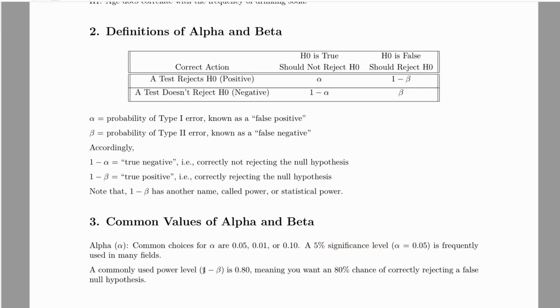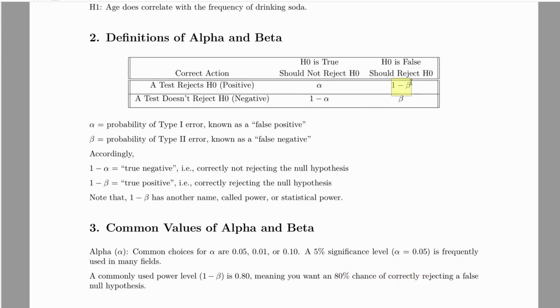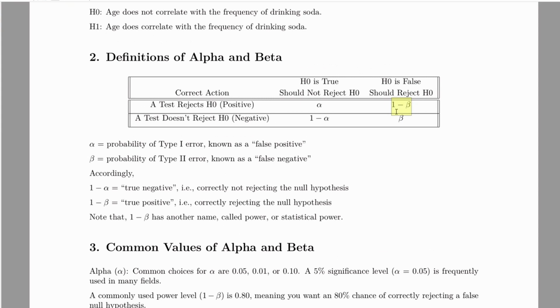For the power, namely 1 minus beta, typically we assume that the power is 0.80. That means that we have an 80% chance of correctly rejecting a false null hypothesis. So here, typically we're assuming that 1 minus beta is 0.80, namely 80% probability. That means we have an 80% chance of correctly rejecting a false null hypothesis.